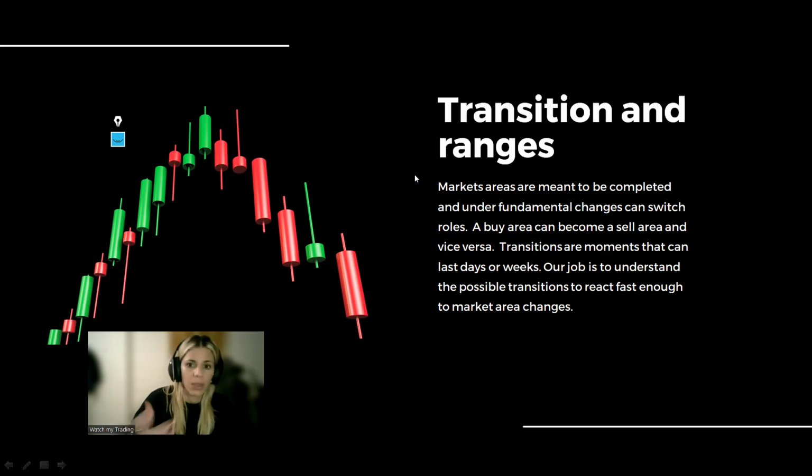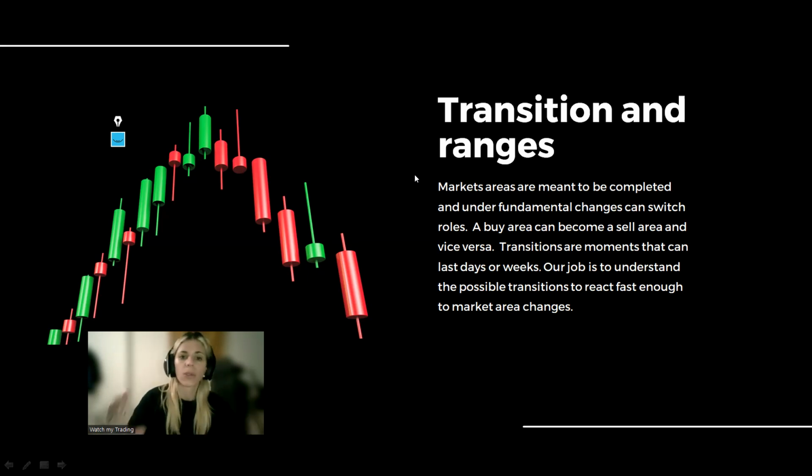So market areas are meant to be completed, and other fundamental changes can switch roles. Like I said, one market can be the seller and the buyer in the same year. Transitions are moments that last days or weeks, and the transitions are where most traders get caught in a problem because they don't know how to identify the transitions, and you get stuck on a transition without knowing what to do and what's going on.